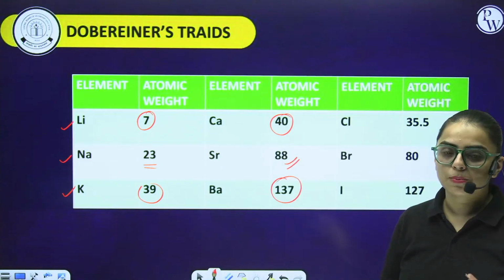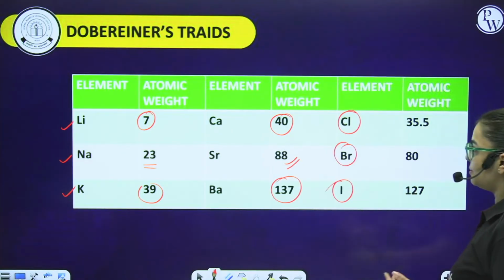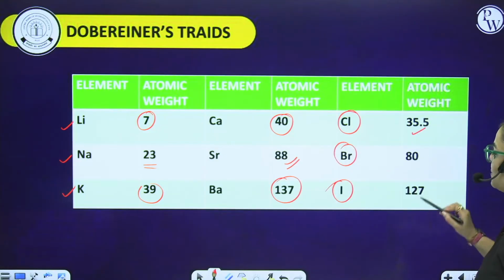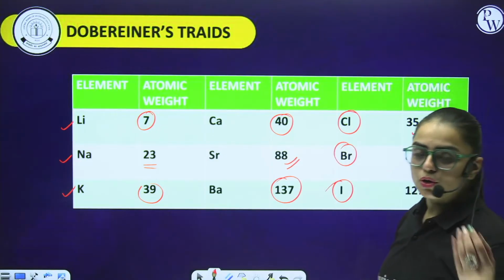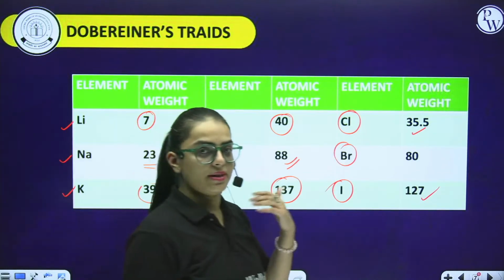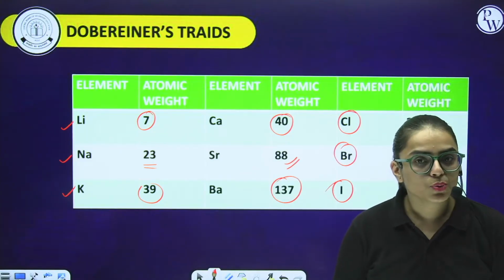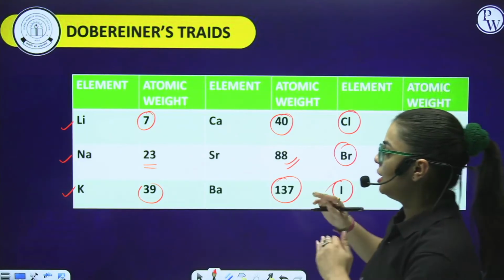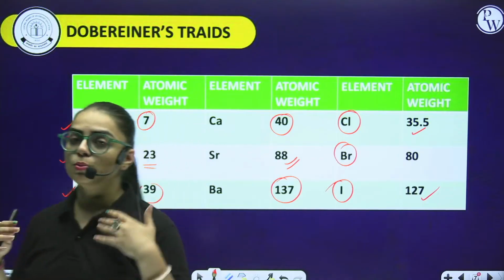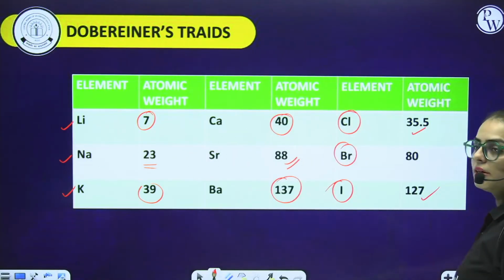Yet again, one more example of Dobereiner's triad. The next one is chlorine, bromine and iodine. So 35.5 plus 127 divided by 2 comes out to be approximately 81. So it is again following Dobereiner's law of triads. Is it clear, students? But from here we could not classify or establish more elements. It was valid only for a few elements. Is it clear, students?